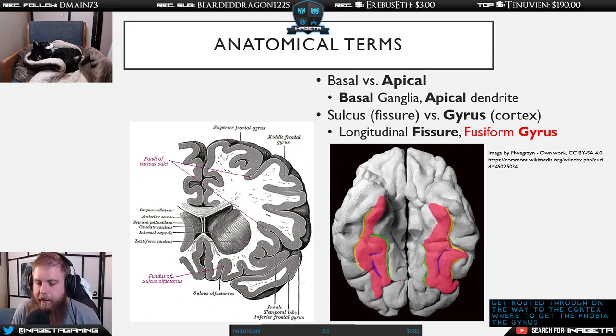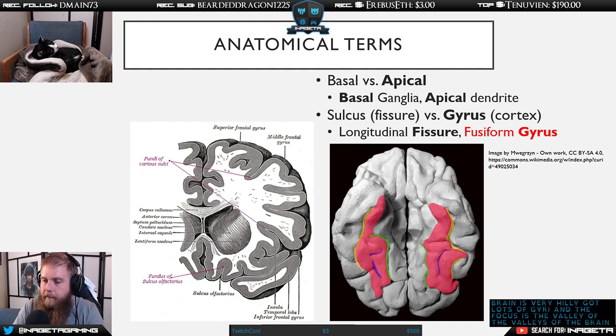The gyrus is the hill of the brain, exactly. One of the hills. Your brain is very hilly. It's got lots of gyri. Yep. And the sulcus is the valleys of the brain. Indeed. That's the one.